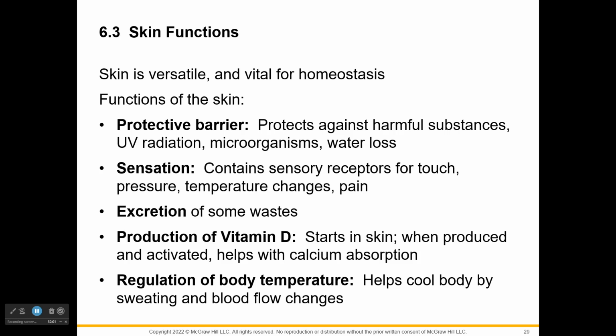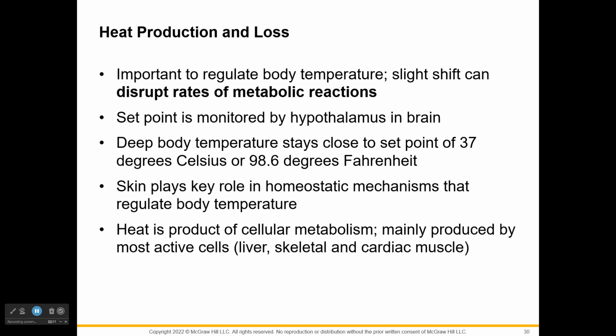But your skin also, as we've talked about, regulates body temperature by sweating, and also making goosebumps and trying to thicken up the skin, changing the flow of the blood. So heat production and loss is important, and a slight shift can have major changes. The set point is monitored by your brain in a place called the hypothalamus. The deep body temperature usually stays close to 98.6 degrees Fahrenheit or 37 Celsius. And then we have these homeostatic mechanisms that regulate that.